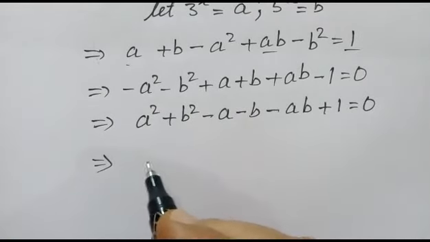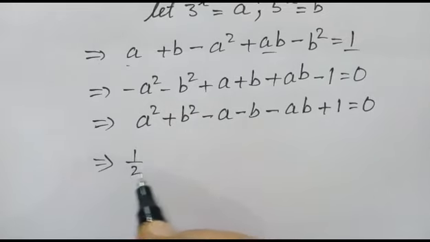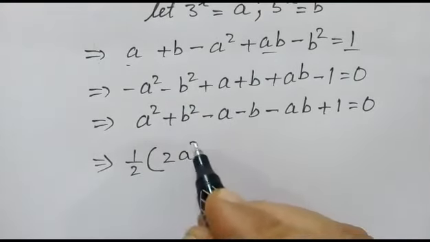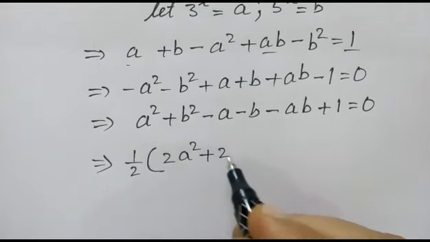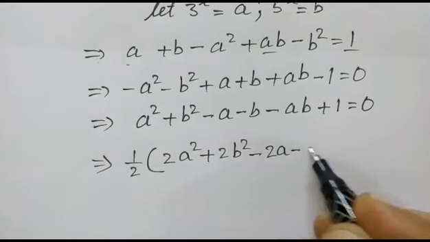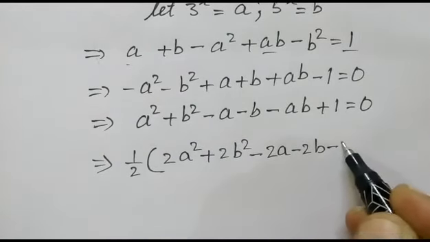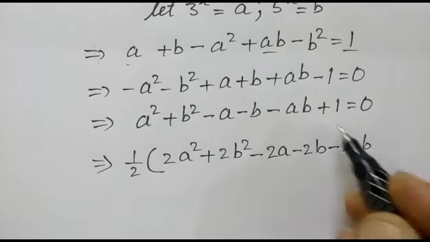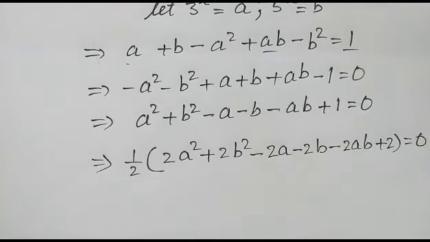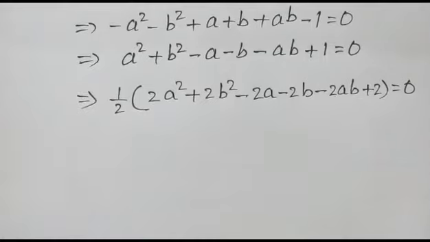If we divide this equation by 2 and multiply by half, right? So we have 2a square plus 2b square minus 2a minus 2b minus 2ab plus 2 is equal to 0, right?